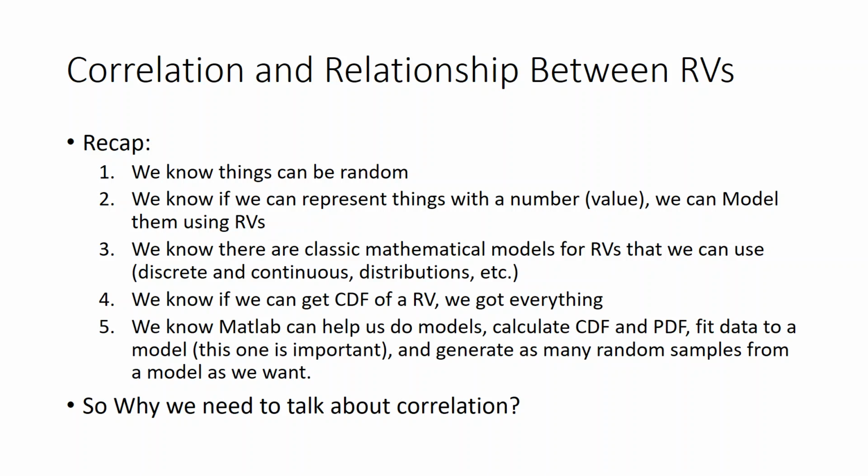But first, back to the whole point of this class, we still haven't talked about what we're going to do with them at this point. Wait for that. We'll do that after one more topic. But for now, before we even talk about doing that, we need to talk about the correlation and relationship between random variables. Why? You're like, come on, we already know how to simulate them and all that. Why do we need to talk about relationships and correlations?